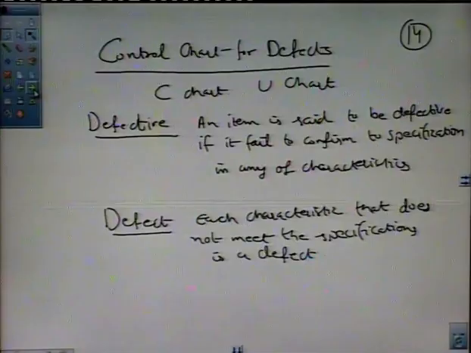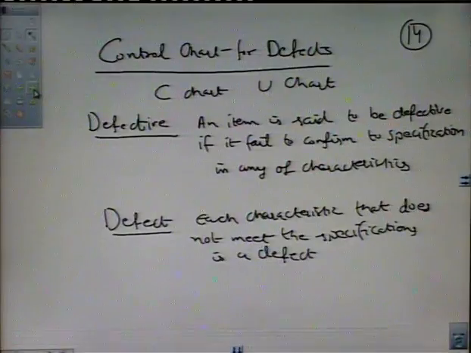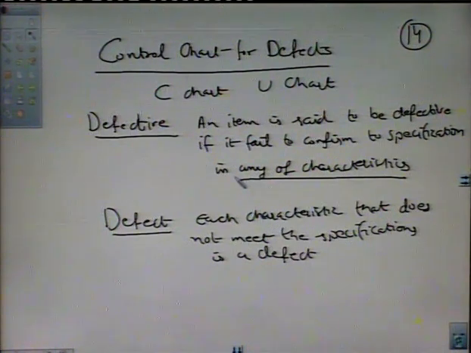It is based on the fact that we have to deal with defects now and not defectives. Now what is the difference between a defective term and a defect term? An item is said to be defective if it fails to conform to the specifications in any of the quality characteristics, whereas a defect is each characteristic that does not meet the specifications.